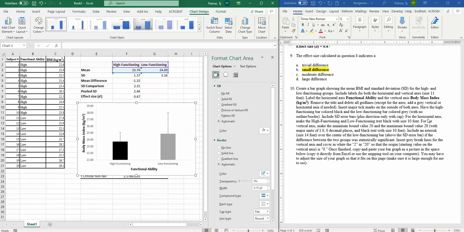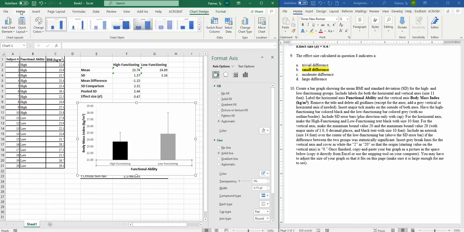Let's move on. For the horizontal axis, make the high functioning, low functioning text black. So what does that mean? It's talking about this here. We have our bars, and they have the text underneath each appropriate bar. This bar right here is the high functioning bar, and this is the low functioning bar for the low functioning group. Highlight this to where it's highlighted like this. And then it says make the text black.